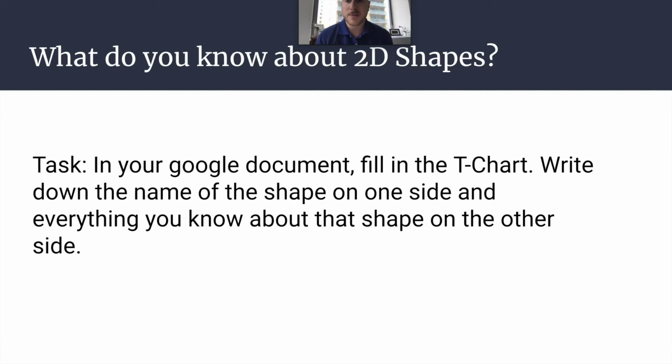Today your task is that in your Google document, you're going to fill in the T-chart and write down the name of the shape on one side of the document and everything you know about the shape on the other side. When you open up the document attached to this lesson, you will see an example. Don't just write the very basic things. I want you to think deeply about your shapes. Pull back to fourth grade and think about all the information you learned about shapes in third and second and fill those details in.